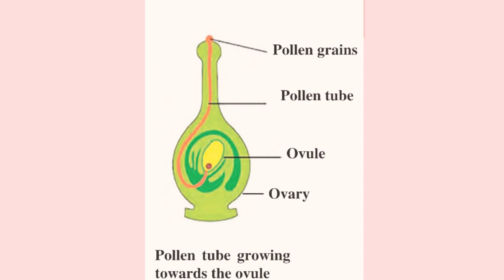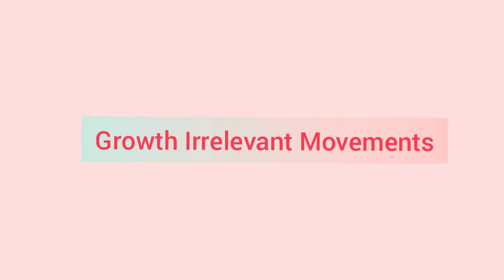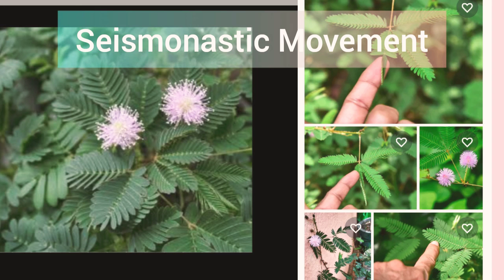Next is chemotropism. It means the movement of any plant part towards chemicals. The example is the pollen tube growing towards the ovule. There, certain chemicals are present, so the pollen tube gets attracted towards the ovary. As these movements were related to growth, they were all growth relevant movements. Now we will see growth irrelevant movements.